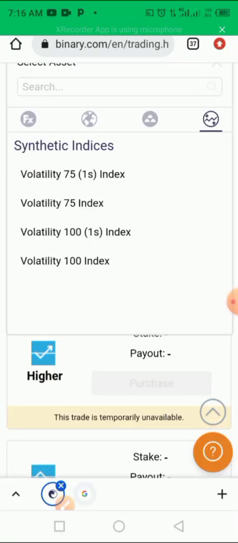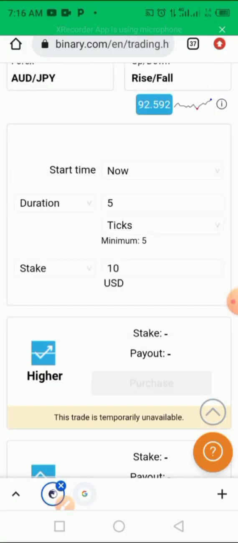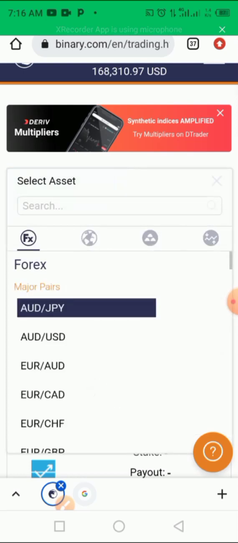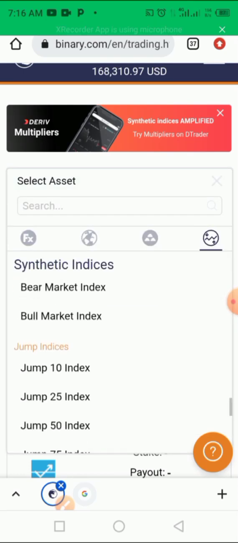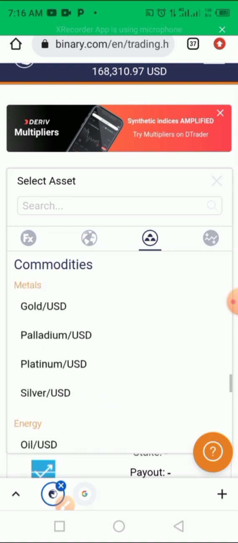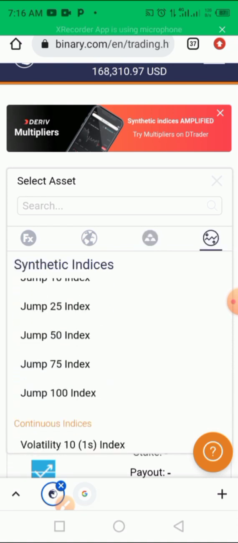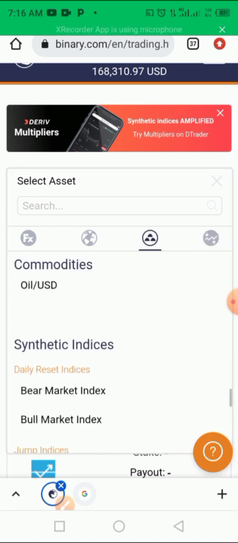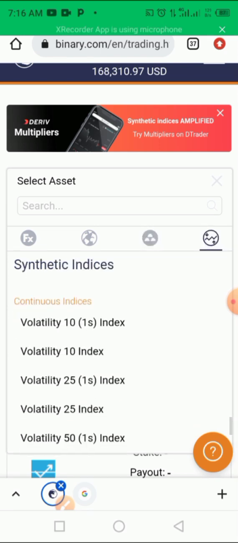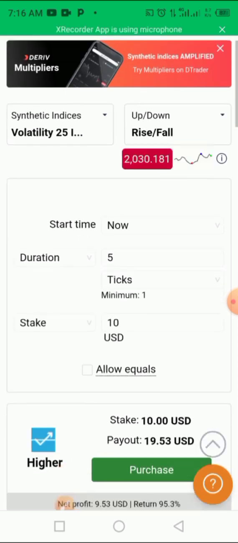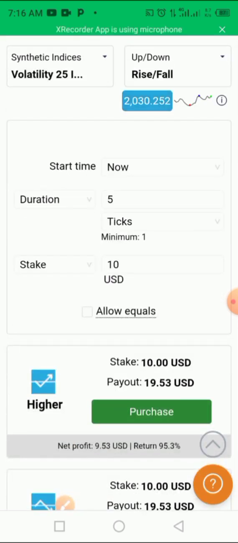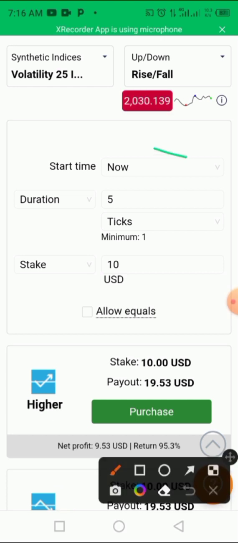Okay, let's start now. Let me choose a pair from here. Let me go to volatilities and choose a pair. Let me just choose 25 because it has trend. And don't forget this is 25. Remember, once you open your own chart too, see this is start time.